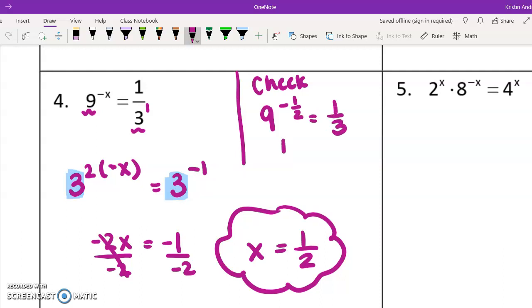So I'm checking, and I just put in 1/2 in for x, so it's 9 to the -1/2. A negative power, remember, moves to the denominator. And then what's a 1/2 power? That's the same thing as the square root. Is the square root of 9, 3? Yes. So that does check out.